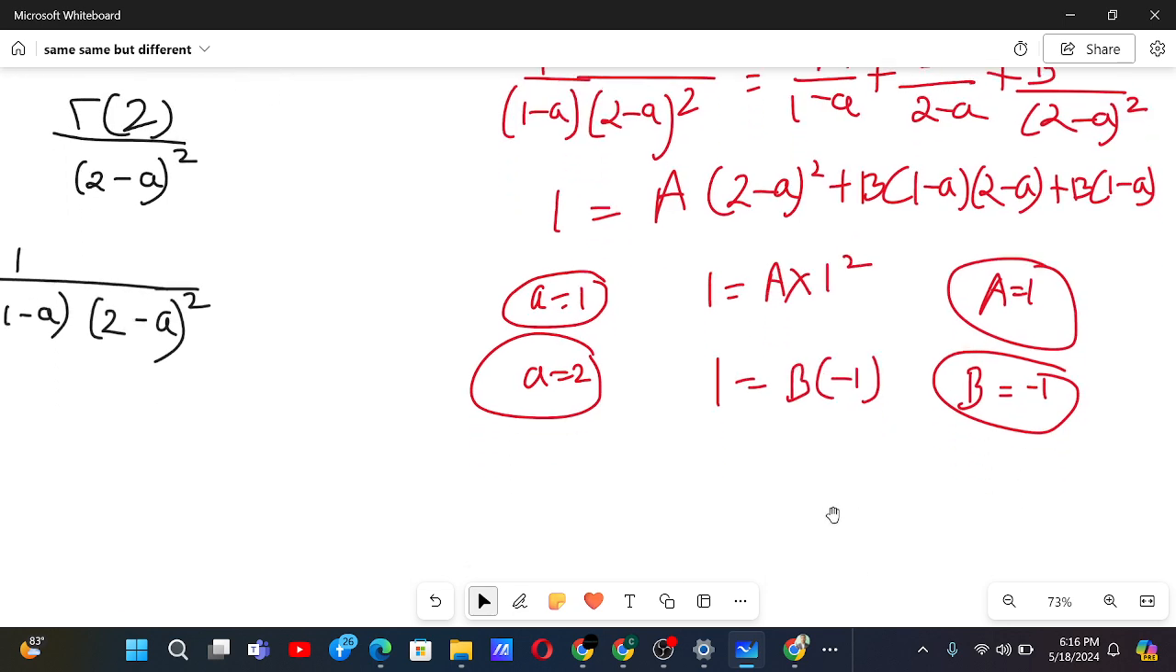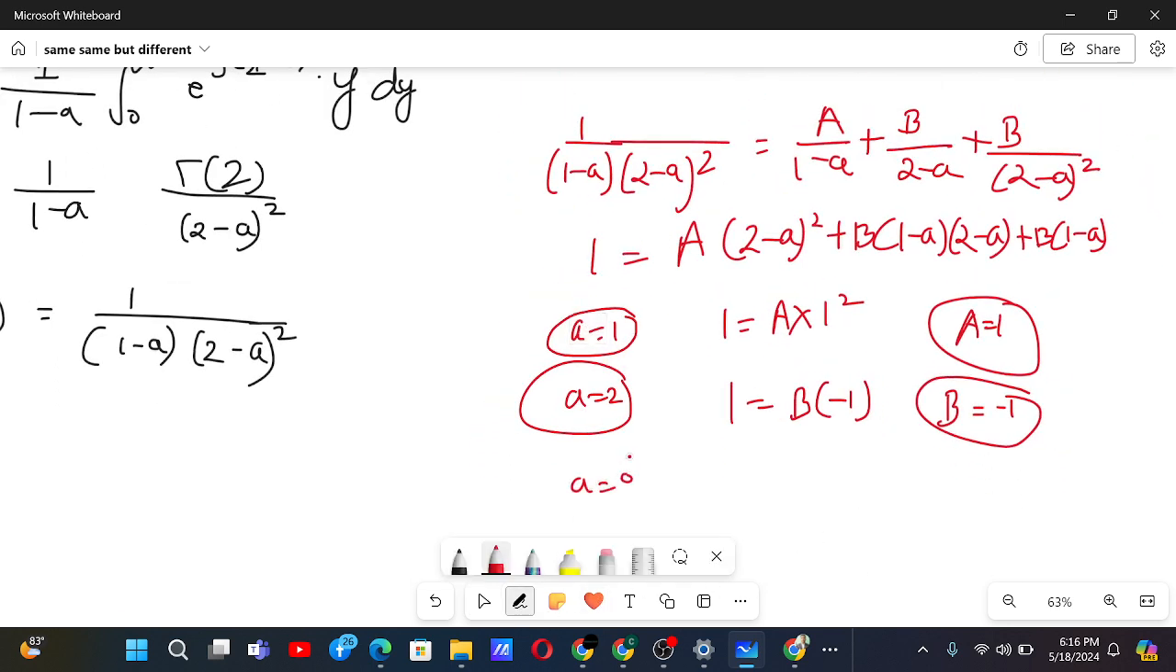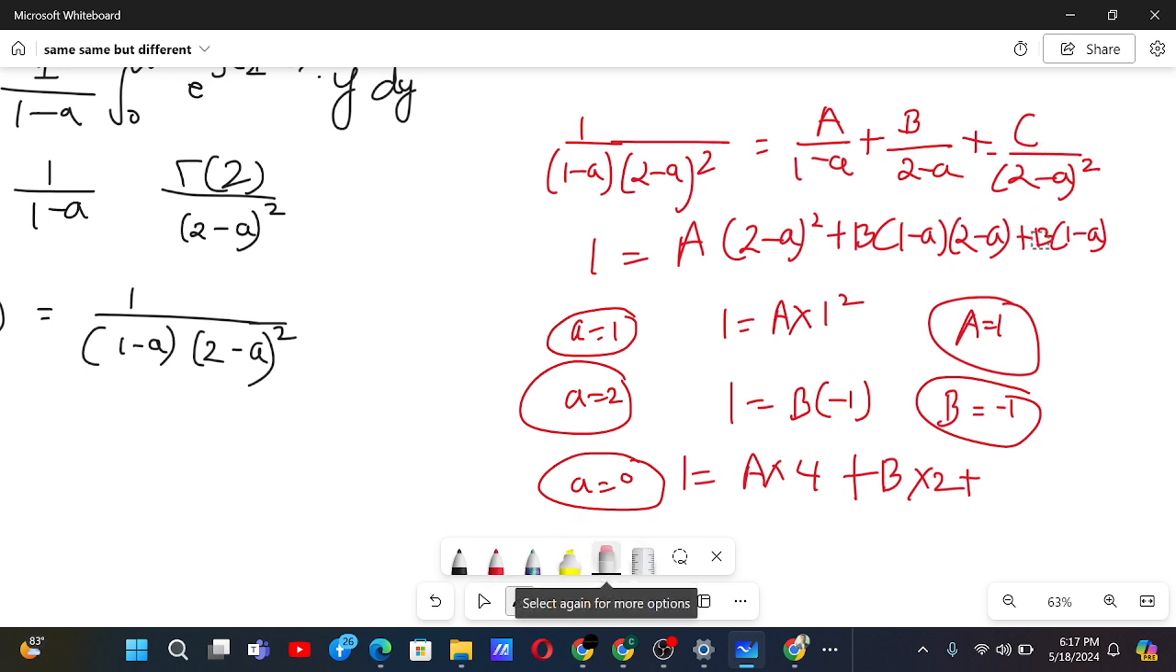Now if we replace a equals 0, we get 1 equals A times 2 squared, which is 4, plus B times 2 plus, oh my god, it should be C, not B. And now this is C times minus 1, not B times minus 1. It should be C. Good.